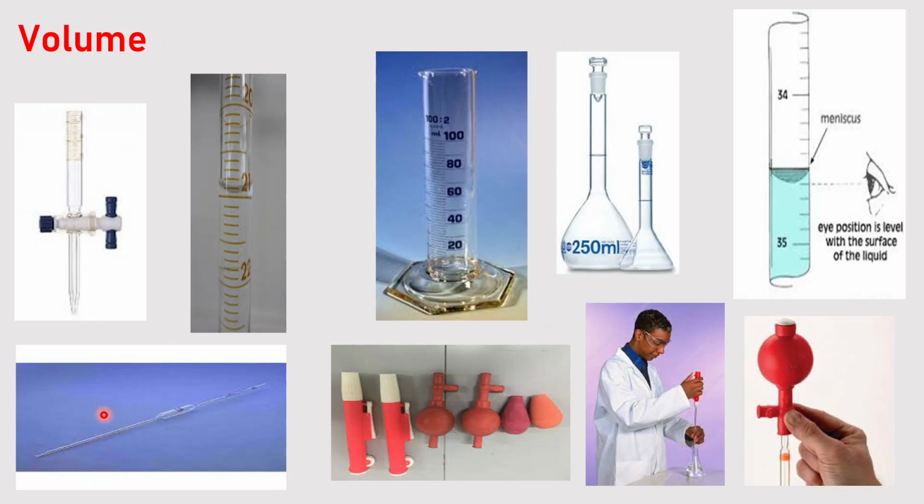A pipette is used to measure out a single fixed volume of liquid very accurately. For using the pipette, we will use a pipette filler, or pipette filler pump, or pipette bulb. It is used to safely draw liquid into a pipette, just like here we are using this one.